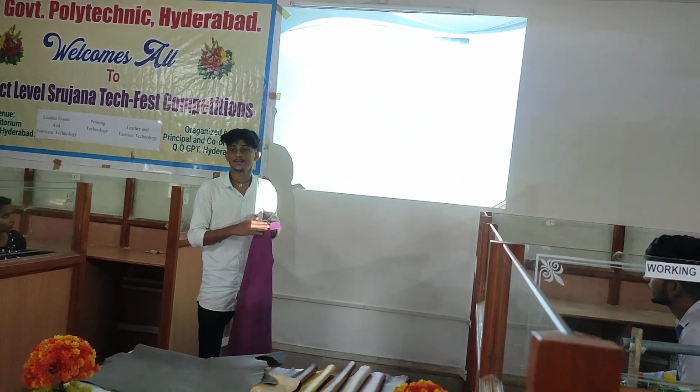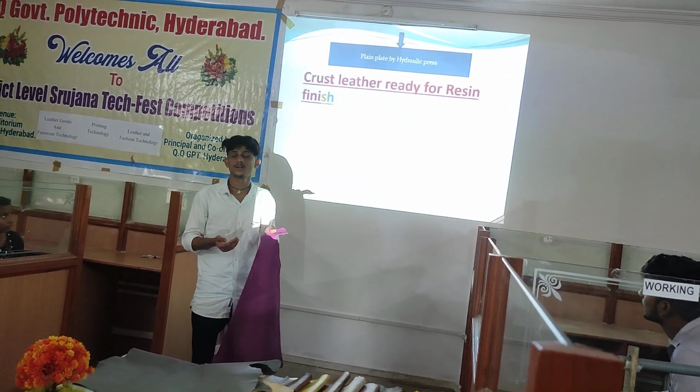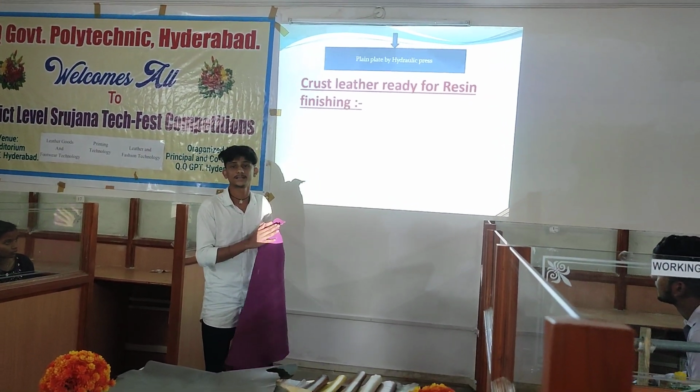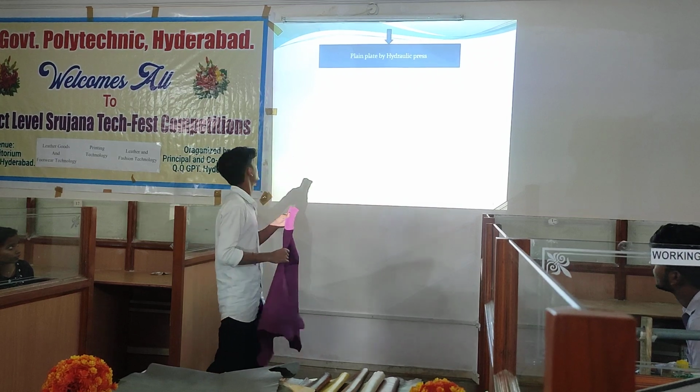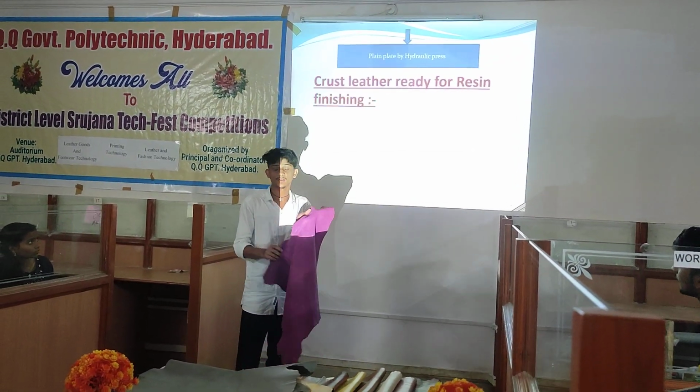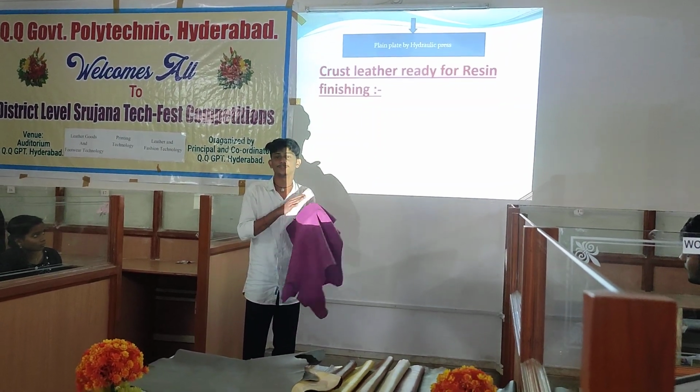Top coat is prepared as NC lacquers, that means nitrocellulose lacquers, and water. Then we apply it to the grain side of the leather, and it is finished. Next, we do the plain plate using a hydraulic press. Plain press is done for making the leather soft and flat.